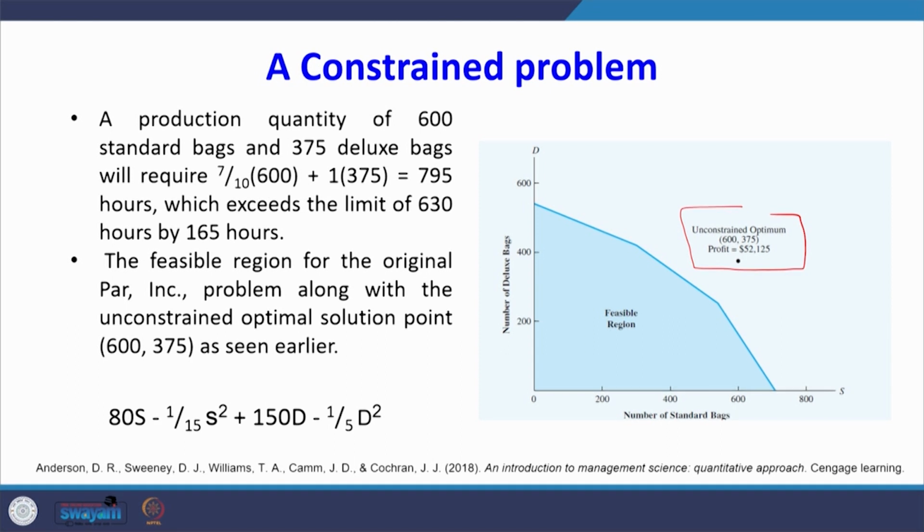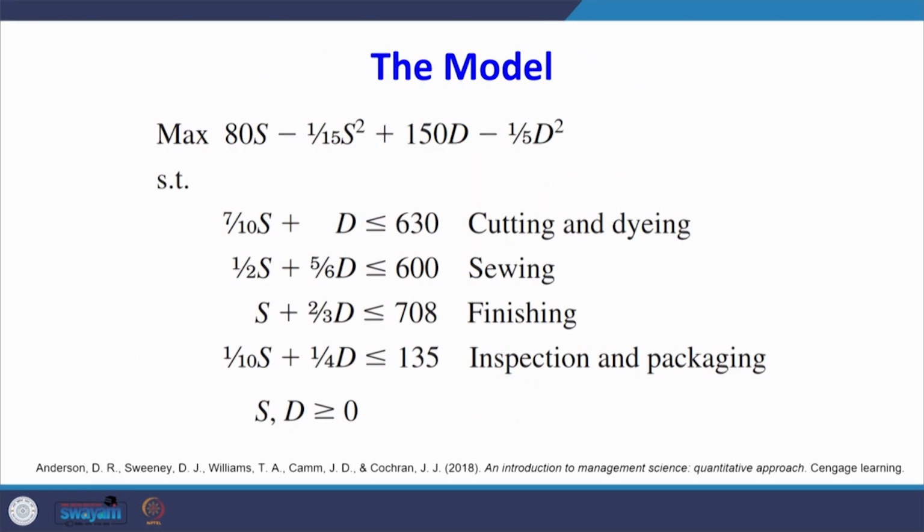So, now what are we going to do? We are going to consider all the constraints, then again solve this problem. Such a problem is called a constrained nonlinear optimization problem. Okay. So, the feasible region for the original problem along with the unconstrained optimal solution point, for example 600 375, for this objective function is like this, that is, it is violating our constraint.